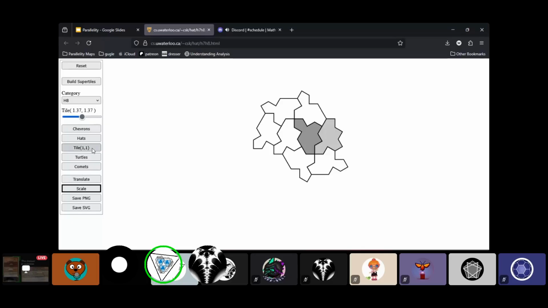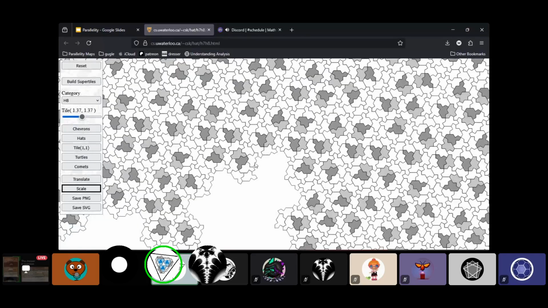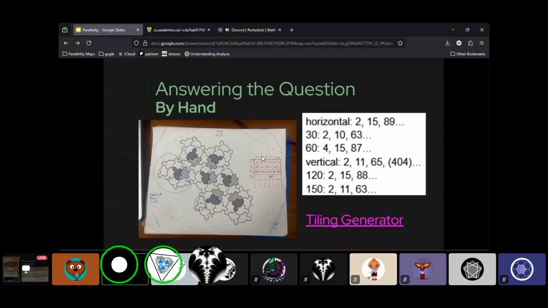So this was what I was working on, and the section that I was carving in particular was probably like, I probably just hit build supertiles 4 or 5 times and then scaled out a little bit, and I just pulled a random kind of square section, like this, or rectangular section.